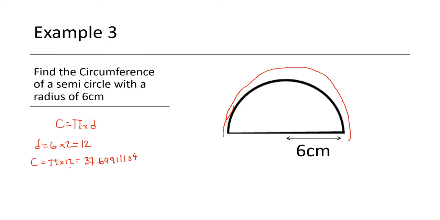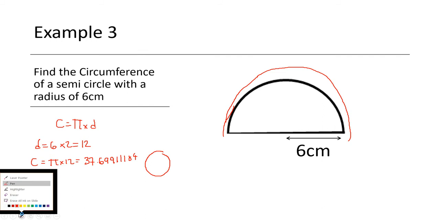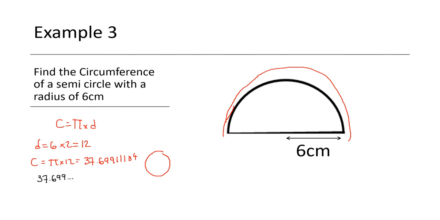37.69911184. Now this value here is if it was a full-on circle. But what's happened is we now have to divide this number by 2. So we're going to do 37.699 and so on. Remember, don't round this just yet. We're going to have to divide it by 2, and we're going to get an answer of 18.84955592. So now what we've done is we've found half of our circle.